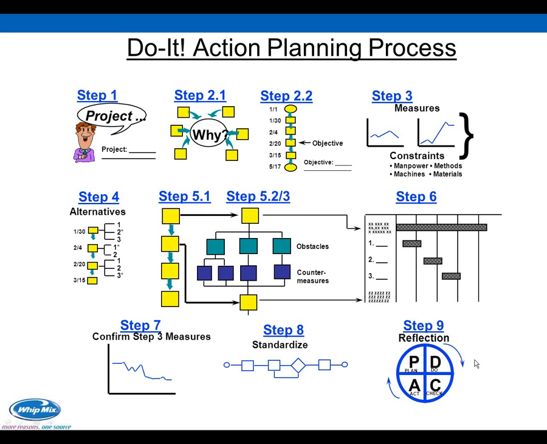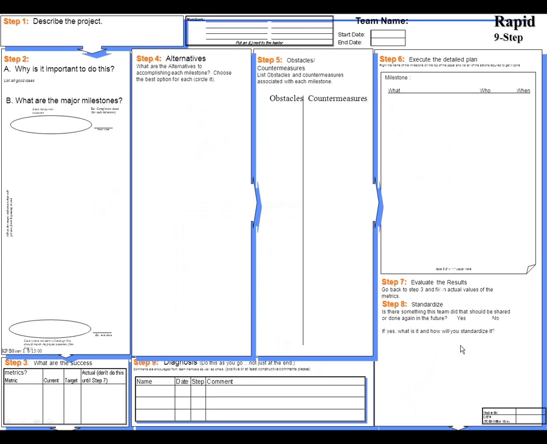Similar to the 7th step, the 9th step is this reflection: okay, how did we do? What could we do better? What could we do differently?